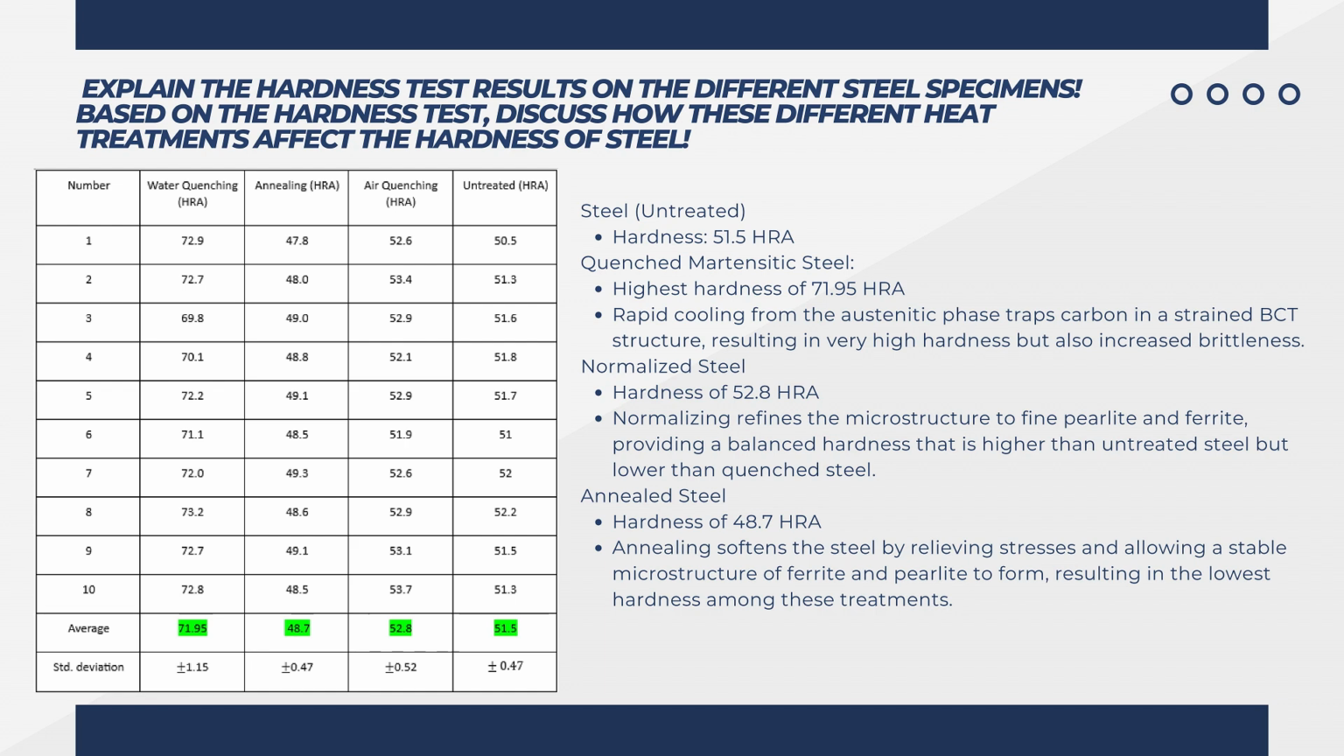valuing 71.95 HRA. Moving on to the normalized steel, which has a hardness of 52.8 HRA, providing a balanced hardness that is higher than untreated steel, but still lower than the water quenching specimen. So moving on to the last specimen, which is the annealed steel, the hardness of the annealing specimen is around 48.7 HRA, which is the lowest hardness among all the specimens.